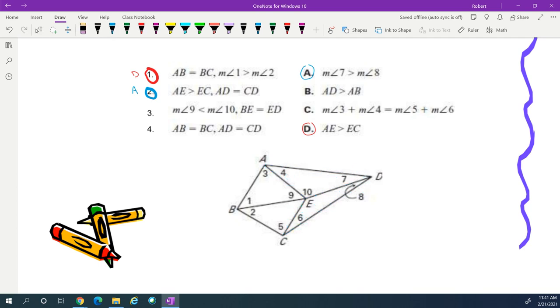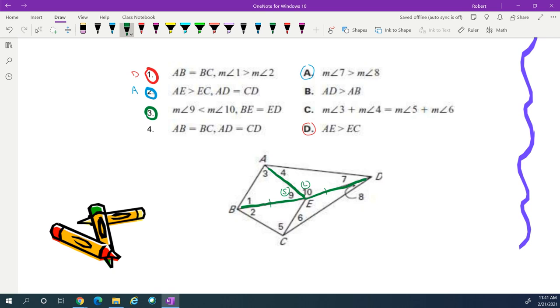The picture is the challenge in this example. Let's look at number 3. Angles 9 and 10. Okay, so let's find it. Angle 9 and angle 10. So those are our 2 triangles. And angle 9 is the smaller. That's the larger. We're told BE and ED are congruent. Those are the sides there.